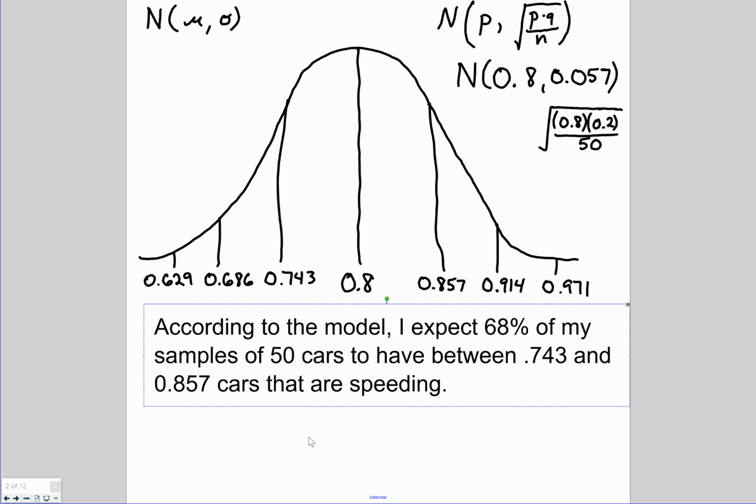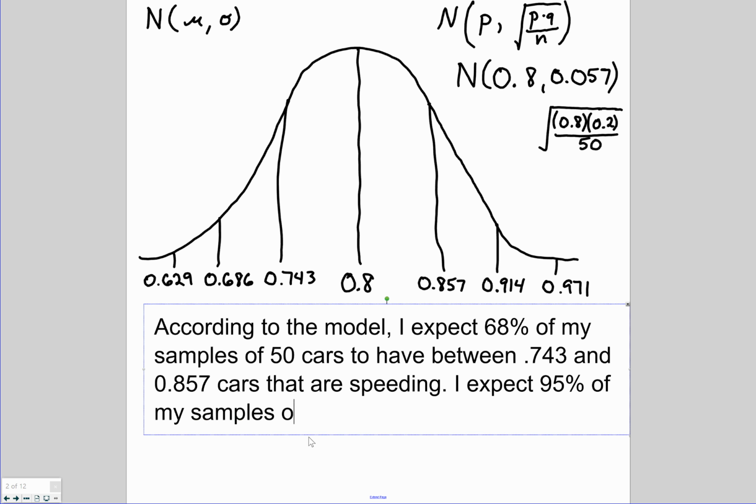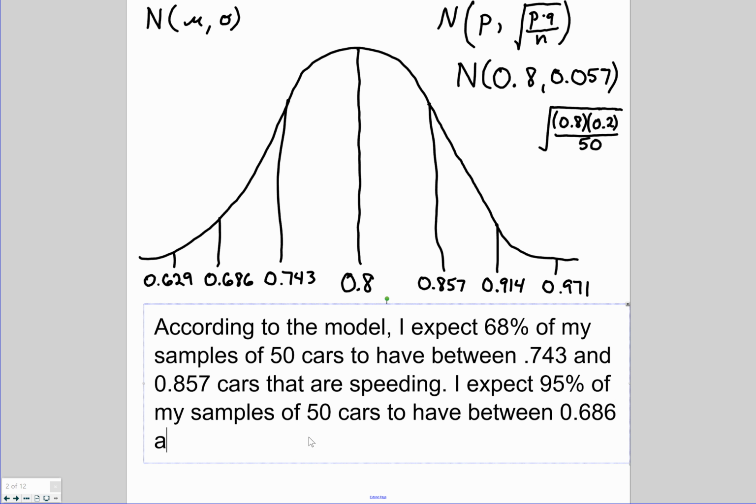Anybody know the next number I'm going to use? I expect 68, then that does come after 68, but that's not it. 68, 95%. I expect 95% of my samples of 50 cars to have between 0.686 and 0.914 cars that are speeding.